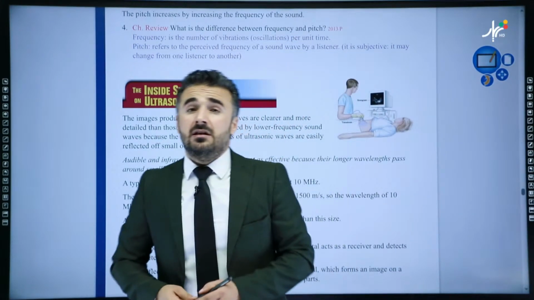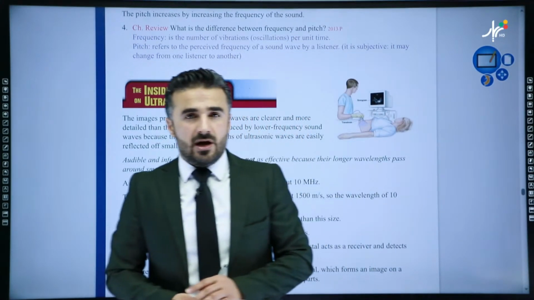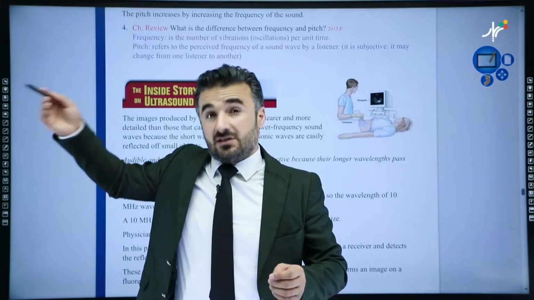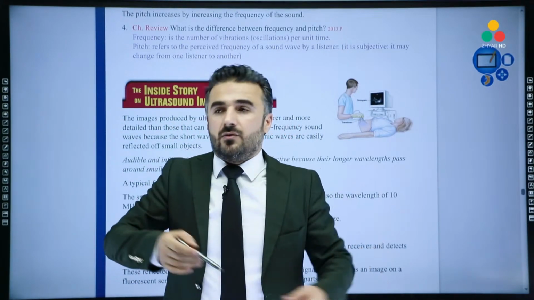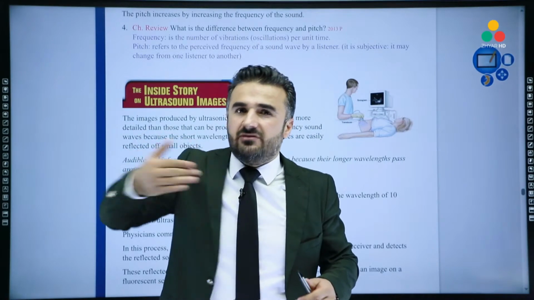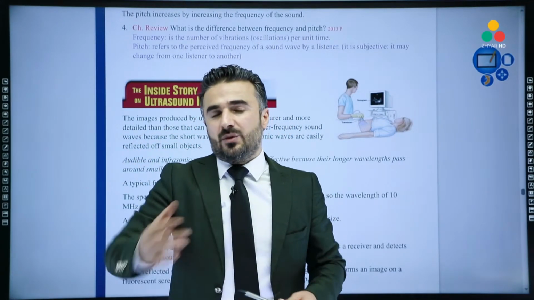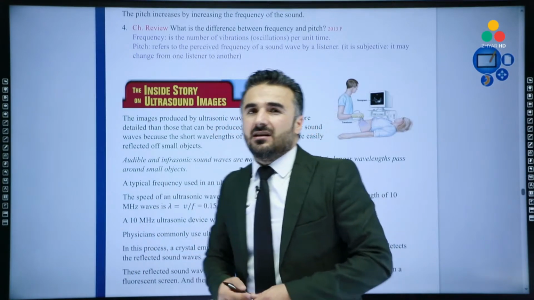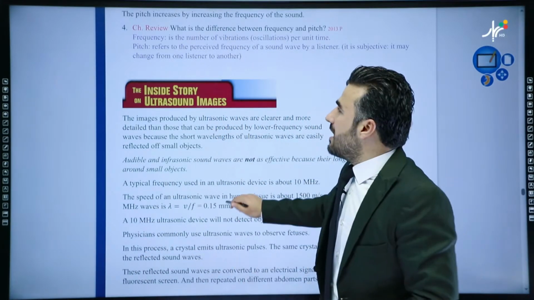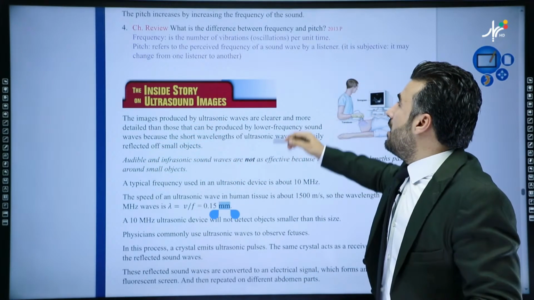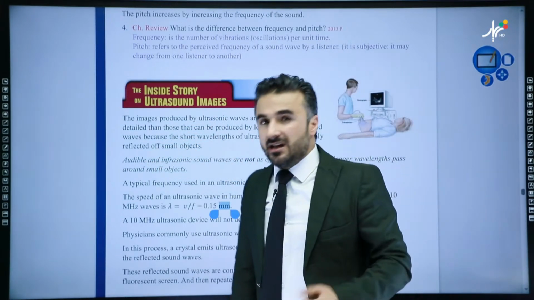If you remember in Unit 3, we did talk about frequency. So basically frequency is the number of vibrations per unit time, or the number of cycles, like how many times it vibrates in 1 second. That is frequency. But pitch is basically how high or low the sound is. It refers to the perceived frequency of a sound wave by a listener, and it is subjective.